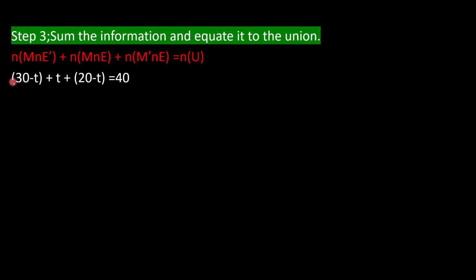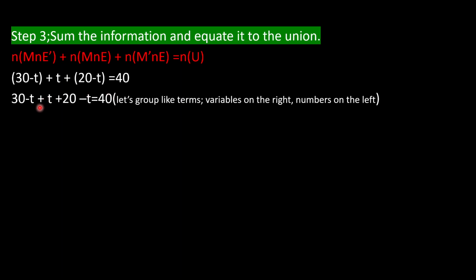So this is how it will be. Region M only, or mathematics only, was 30 minus t, and the intersection M intersection E was represented with variable t, plus the number of M complement intersection E, which was the English only, also represented by 20 minus t. Then you equate it to the total number of students in the class, which is 40. So it will be 30 minus t plus 20 minus t equals 40.